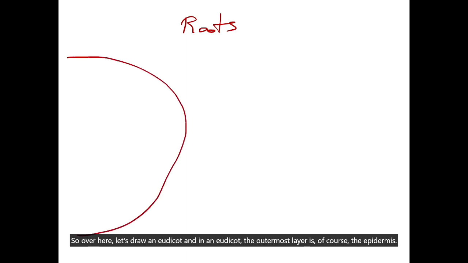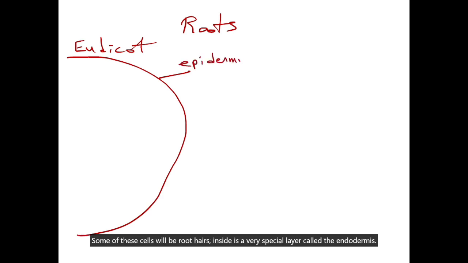So here we are. These are roots. And we will draw 2 cross sections, just like we did for stems. So over here, let's draw a eudicot. And in a eudicot, the outermost layer is, of course, the epidermis. Some of these cells will be root hairs.